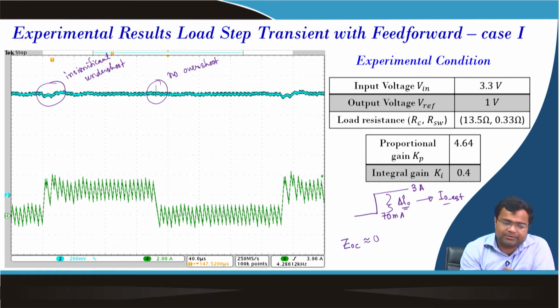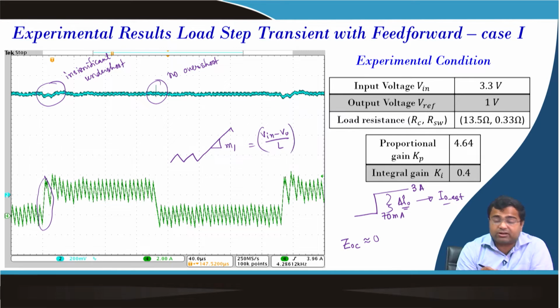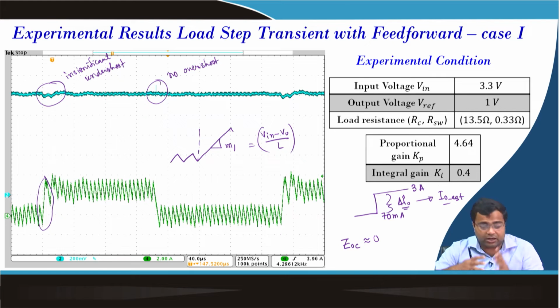But because of the practical limit, the inductor current has to slew up. So inductor current was like this, and now it is slewing up. This slew up depends on the slope m1, which is (V in minus V0) by L. Since it cannot reach immediately, if it could have reached like this, there would not have been any undershoot. But this is a physical limit that comes from the slew rate limit, and that is why a slight undershoot is bound to be there.